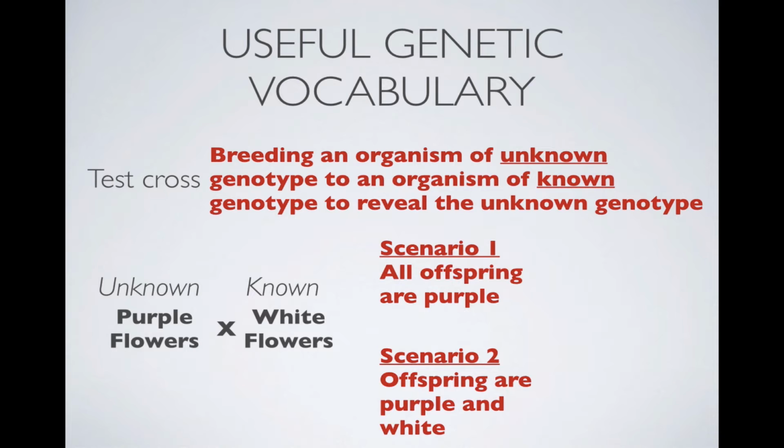You're either going to get all purple offspring, okay, or you're going to get a mixture of purple and white offspring. If you get all purple offspring from the test cross, you conclude that the purple parent must be a purebred.